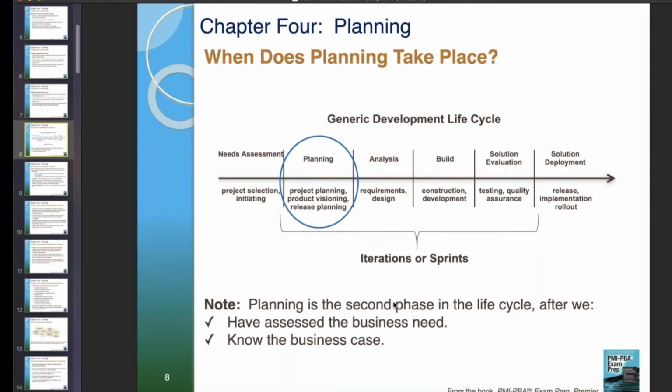So planning is the second phase in the life cycle after we have first assessed the business need and know the business case. And that should have already taken place, right? Needs assessment. So that's what we're really talking about here.